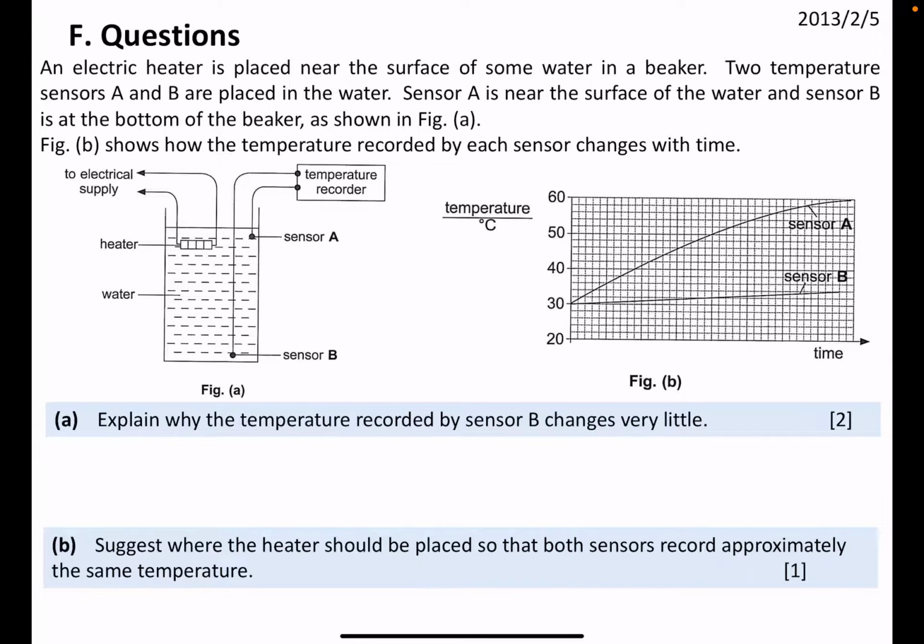In this question, there is an electrical heater that is placed near the surface of some water in a beaker. There are two temperature sensors, sensor A and sensor B, that are placed in the water. Sensor A is near the surface of the water, sensor B is at the bottom of the beaker. Figure B shows how the temperature recorded by each sensor varies with time. Explain why the temperature recorded by sensor B changes very little.